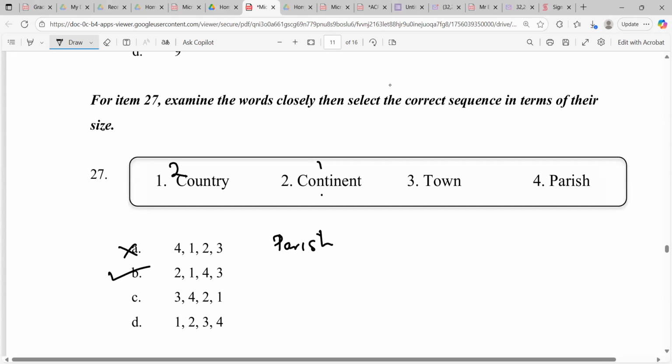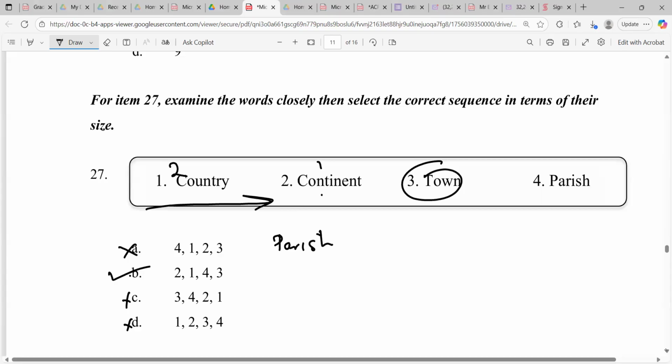Let's look at the others. C says 3, so you start at town. Town is neither the largest nor the smallest, so we can eliminate that. And of course, D starts with 1, 2, 3, 4. They didn't change anything, and it's incorrect, so it's B. And it's arranged from the largest to the smallest.